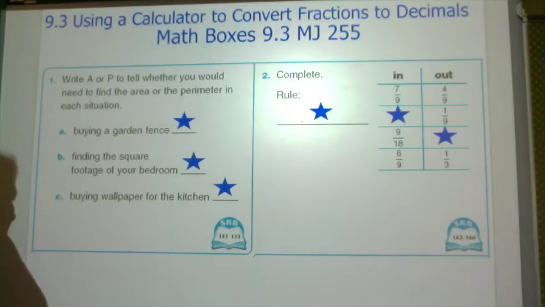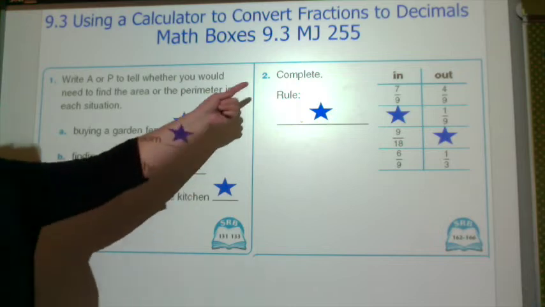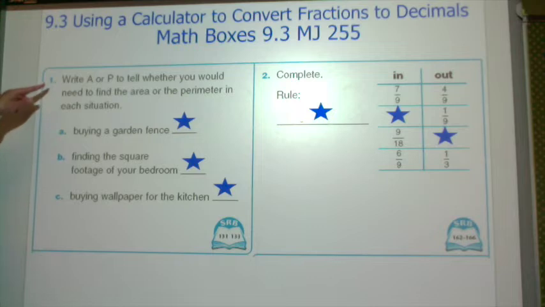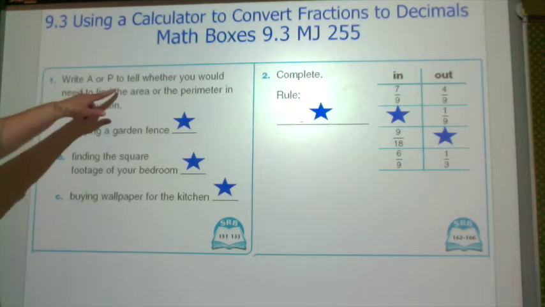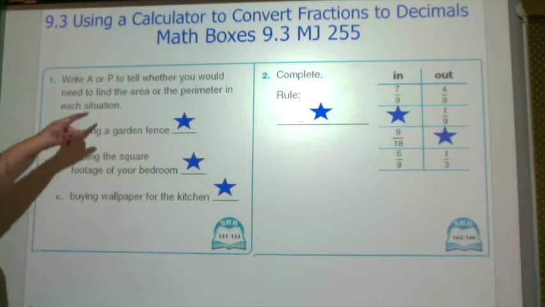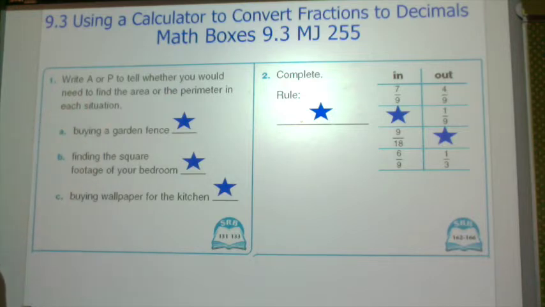Alrighty, we are back. Math boxes. I'm on page 255 in your math journal. If you would turn to that page. Number 1, you're going to write A or P to tell whether you would need to find the area or the perimeter in each situation. Would you use area or perimeter to buy a garden fence? Would you use area or perimeter to find the square footage of your bedroom? Would you use area or perimeter to buy wallpaper for your kitchen?